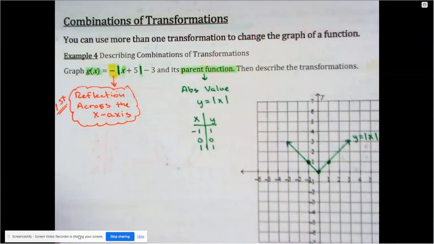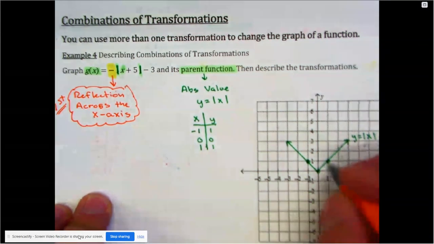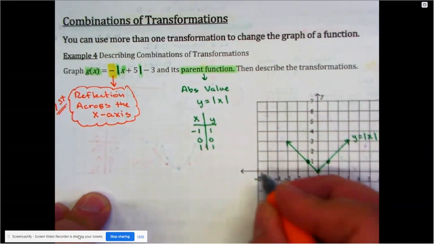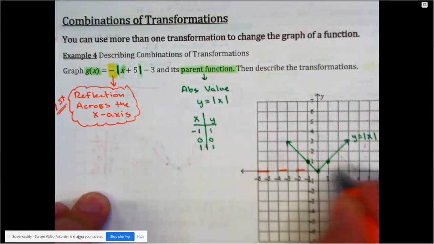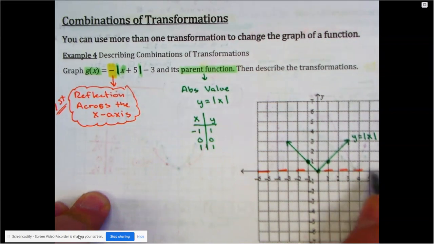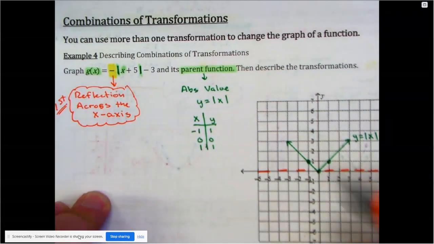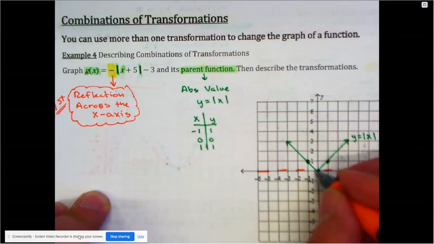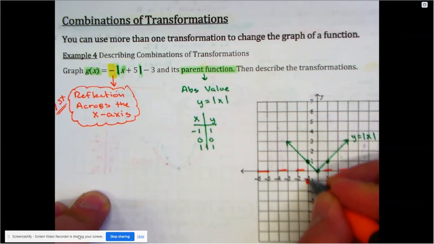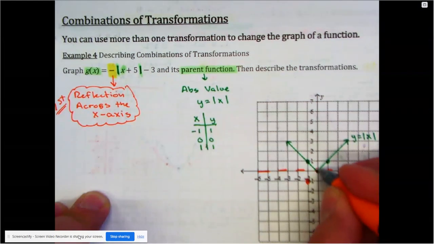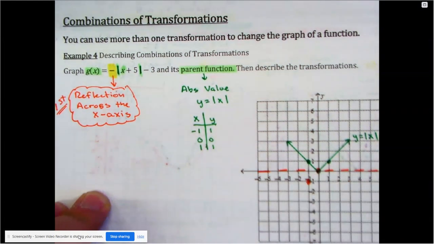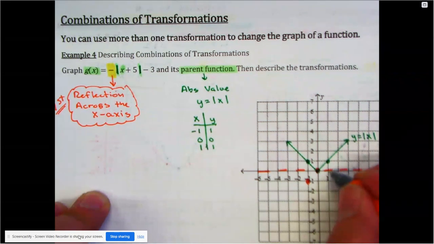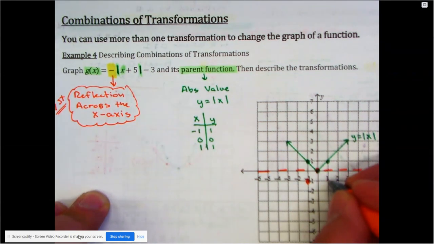So I want to do that first right away. I don't want to mix it up with any of the other rules. So a reflection across the x-axis. That means if my points are right here, here's the x-axis, just to give it some color there, I'm going to flip this graph over. So the point -1, 1 is now going to be -1, -1. 0, 0 stays. It's on the axis of symmetry, reflection. And then 1, 1 is now at 1, -1.